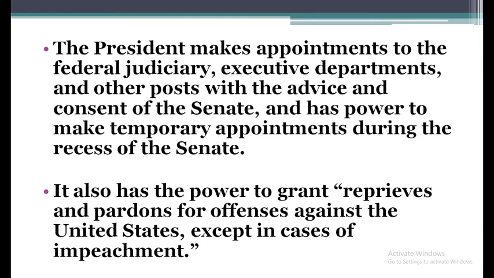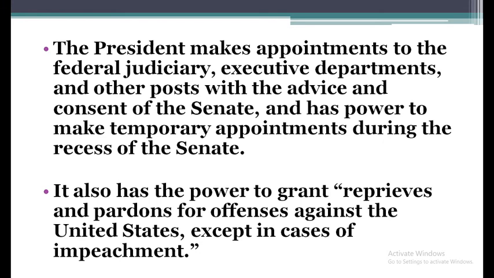The President has the power to make appointments to the federal judiciary, executive departments, and other posts with the advice and consent of the Senate, and also has the power to make temporary appointments during the recess of the Senate. This means that all the appointments made by the President have to be with the knowledge or consent of the Senate.